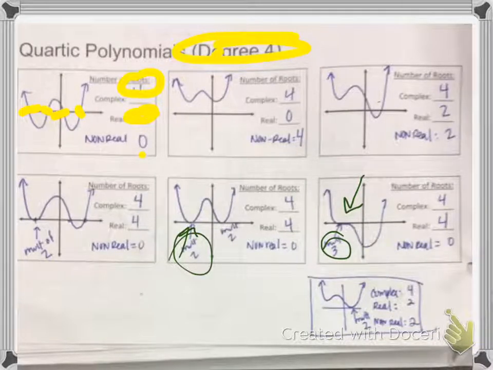Just kind of a cheat sheet to help you figure out how many solutions you have when those things are happening. So pause the video, make sure you get this written down.